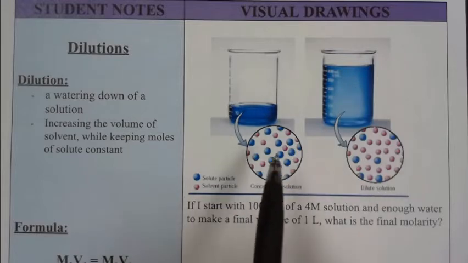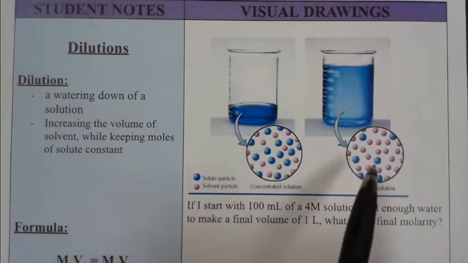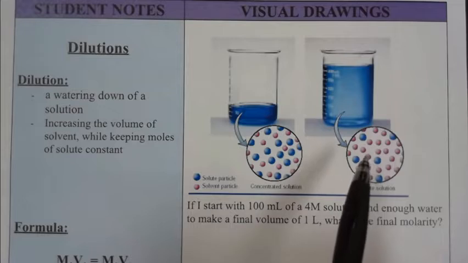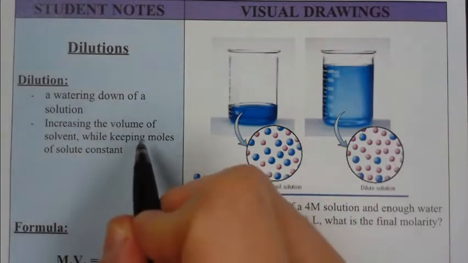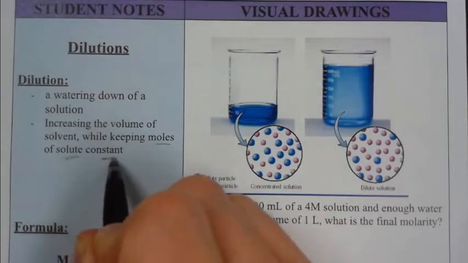And then in these zoomed in images, the blue particles are our blue solute, and the pink particles are the solvent, which we're going to assume is water. We notice that they're still present, but there's just a lesser ratio of them. So the important thing here is that the moles of solute stay constant.